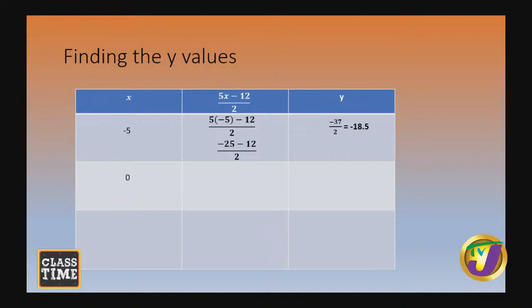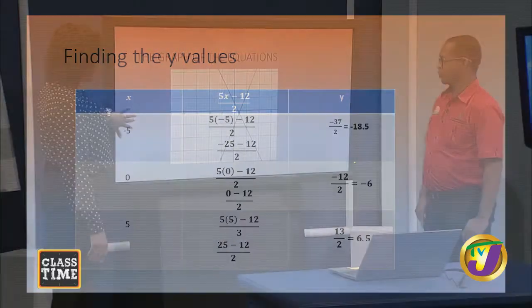Using 0 substituted into the equation gives us 5 times 0 minus 12, all divided by 2. That would be 0 subtract 12, all divided by 2, which would give us negative 6. When we use positive 5 for the x value, that would be 5 multiplied by 5 minus 12, all divided by 2. That would be 13 divided by 2, which is 6.5. So now we have our set of points so that we can use to plot our graph.